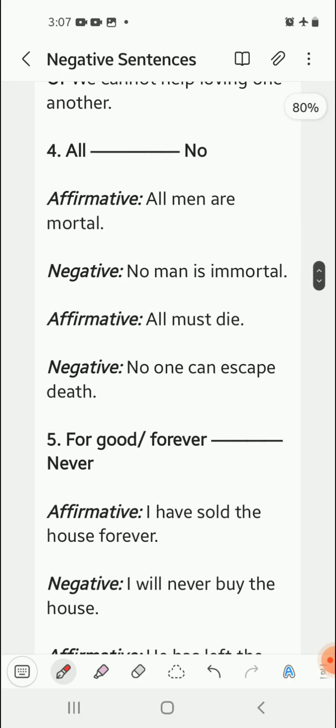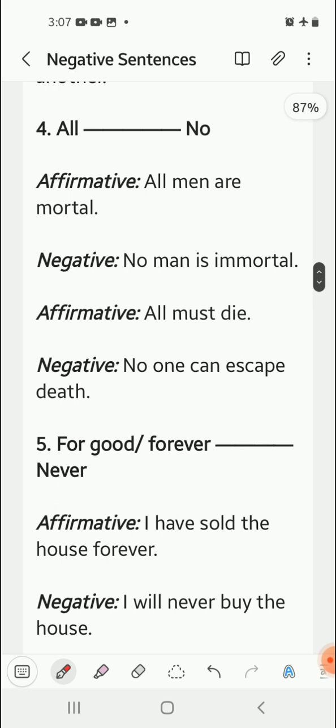Now we come to rule number 4. All. Whenever we see the word all, which is very commonly used, we have to use no.